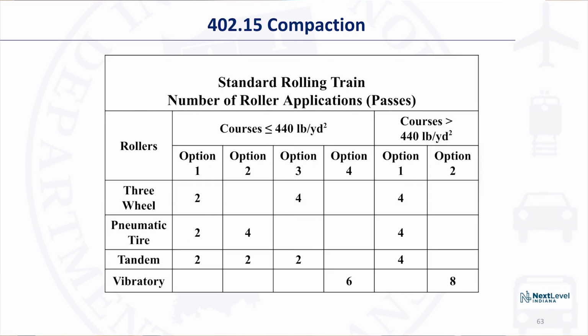And then this is actually in the spec book as well. We do prescribe the rolling patterns for 402 mix. I want to say option 4 is probably the most used. Just basically says 6 passes with the vibratory. There's some other options in there. So be aware that is a requirement.